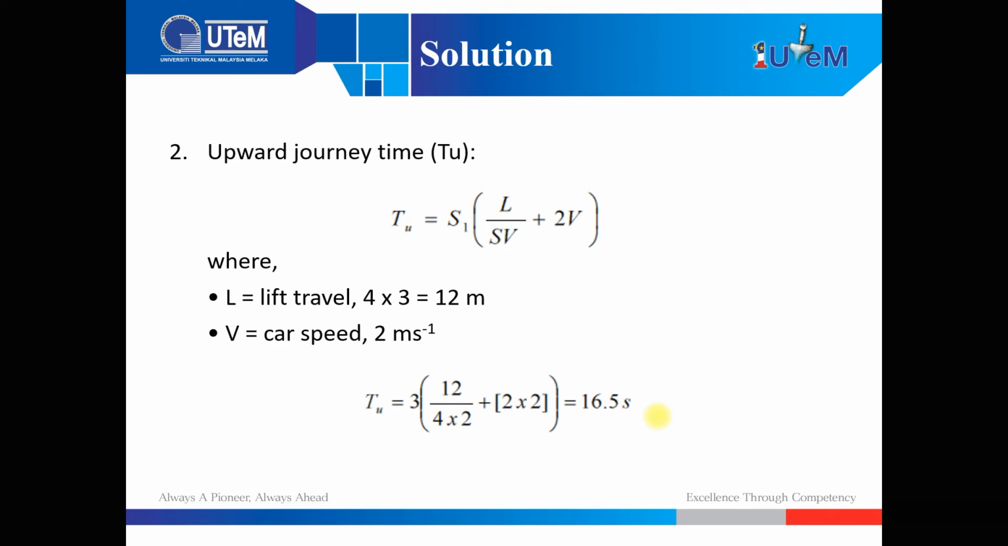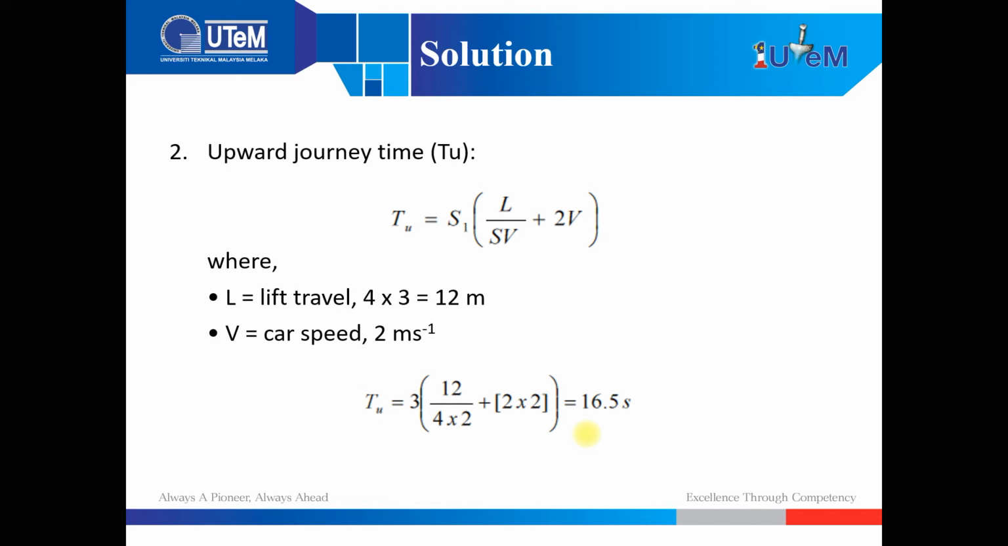Upward journey time TU, okay, follow this equation. L is the lift travel, 4 kali 3 lah, 4 floor kalikan dengan 3 meter. The space between one floor to another floor is 3 meter. So the lift needs to travel about 12 meter lah. So the car speed is 2 meter per second. So substitute into this equation, then we get the time for the elevator's upward journey is 16.5 second.